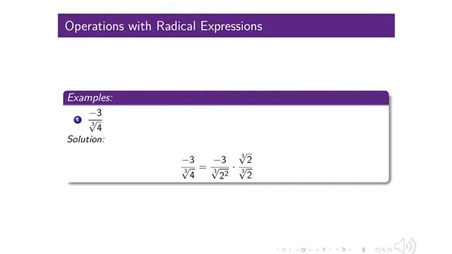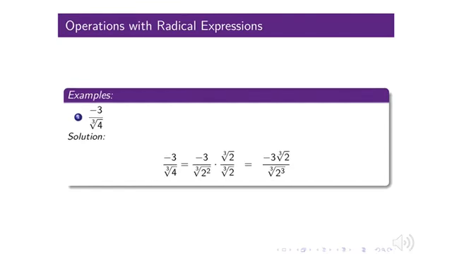Now we have our third example, negative 3 over the cube root of 4. In order to rationalize this problem, we are going to look for the multiplier or the rationalizing factor that will generate a perfect cube in the denominator. If you can observe in the denominator, the only possible rationalizing factor that would generate a perfect cube would be the cube root of 2.